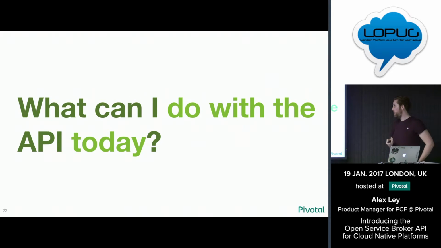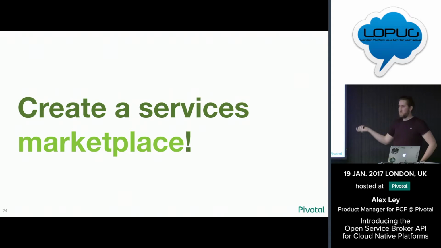What can you do with the API today? You create services marketplaces. If you're an operator of a cloud platform, one of the things you want to do is offer your application developers a really rich marketplace. You might have seen Fujitsu just announced an open source project about creating these cloud marketplaces, and that's why they're trying to drive this standardization, so they can create rich integrations for their marketplace.